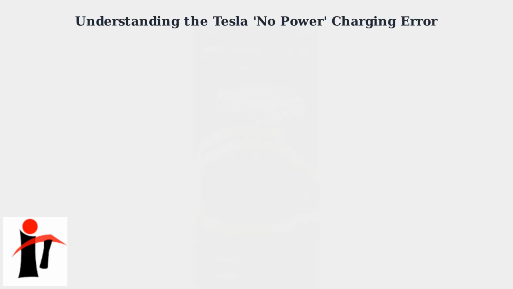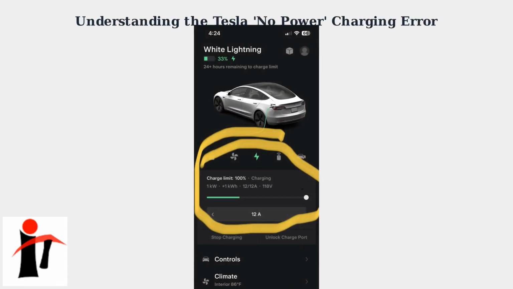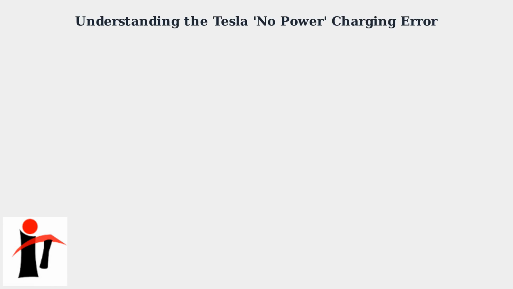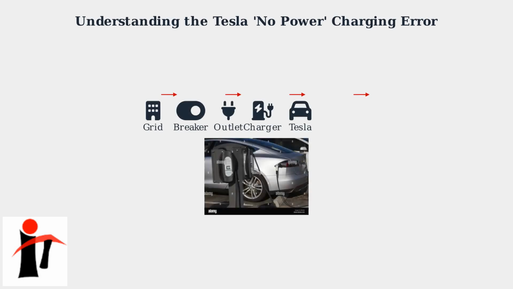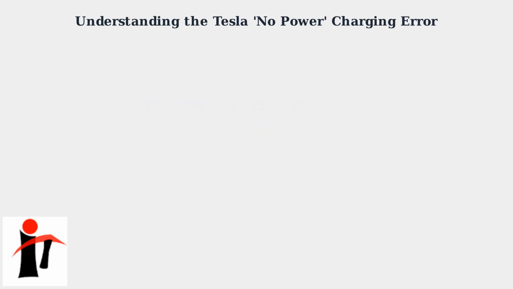The no power error in your Tesla app indicates that your vehicle is not receiving electricity for charging. This error message appears when the app detects no power flowing to the charger, signaling an interruption in the electrical supply chain. The power supply chain begins at your home's electrical grid and flows through several components before reaching your Tesla. Any disruption in this chain can trigger the no power error.